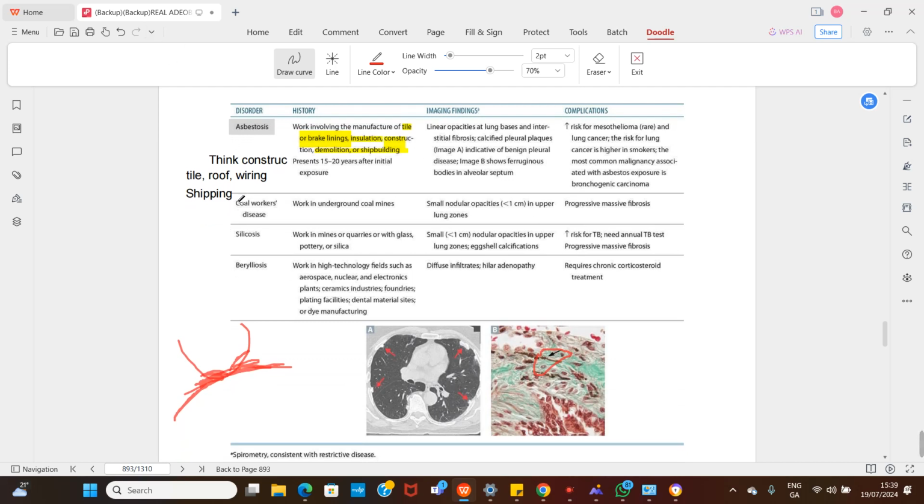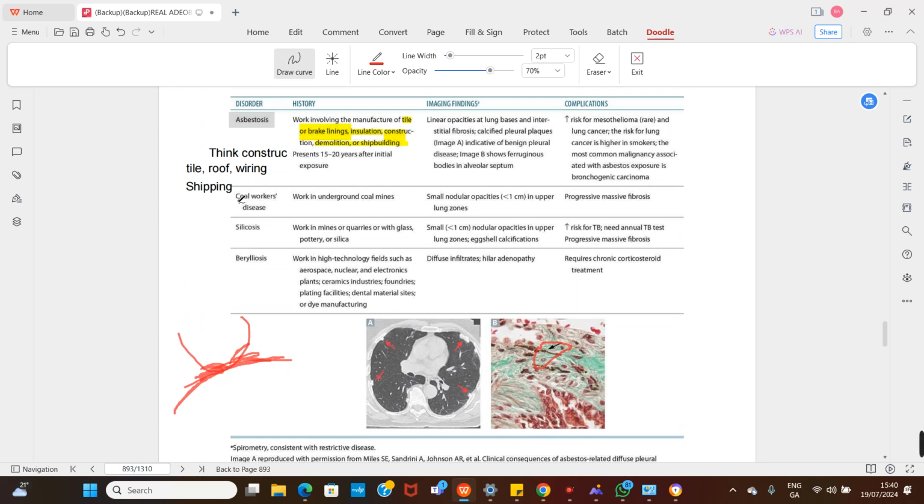The next is coal worker's. Yes, Dr. Antonia, asbestosis is the only one that causes mesothelioma? Yes. Asbestosis is the only cause of mesothelioma. It's a very rare tumor. But if asbestosis is going to cause cancer, it's going to be what? Lung. Bronchogenic. Fantastic. Okay.